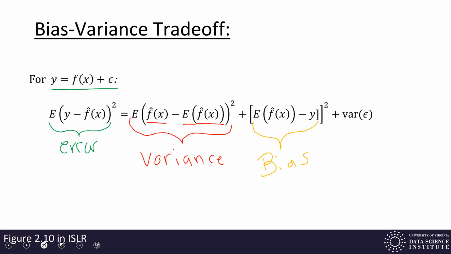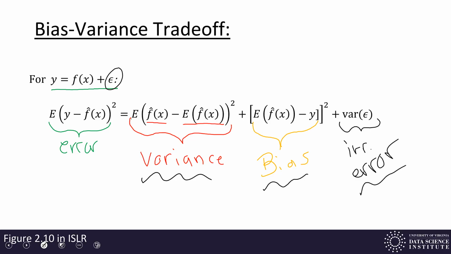And then this last piece here, this variance in epsilon, remember epsilon is this difference between the actual function f and the output of y, and this is what's called irreducible error. And so that's the goal in data mining, to find a model that will have low variance error and low bias error, but we can never decrease below the irreducible error. We can never decrease the irreducible error.